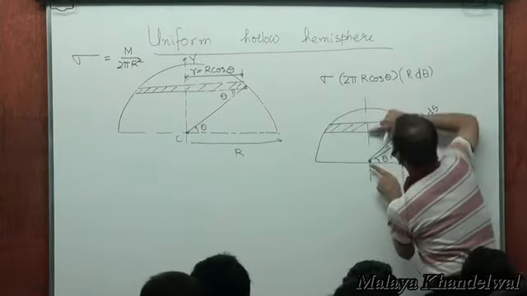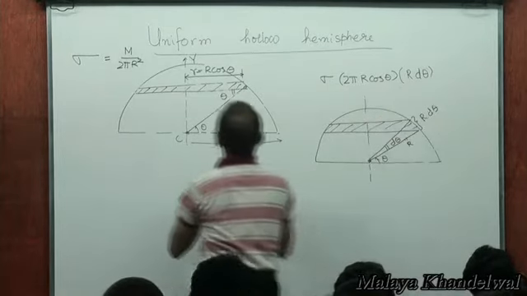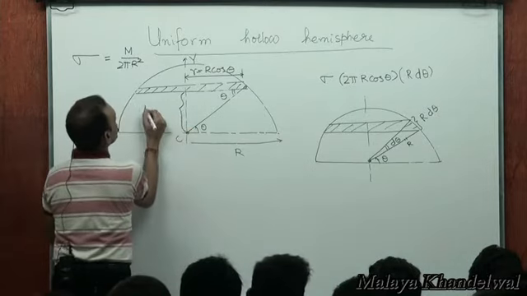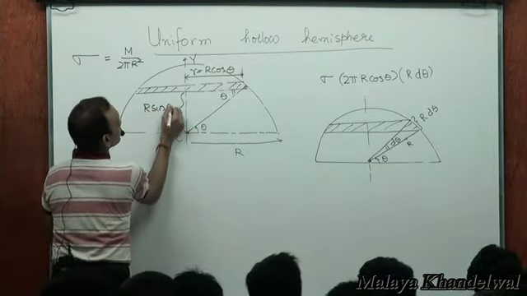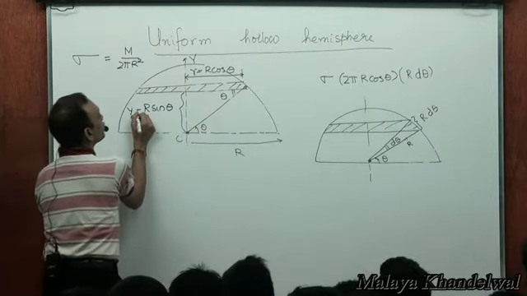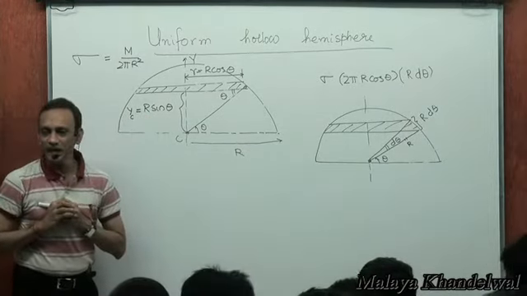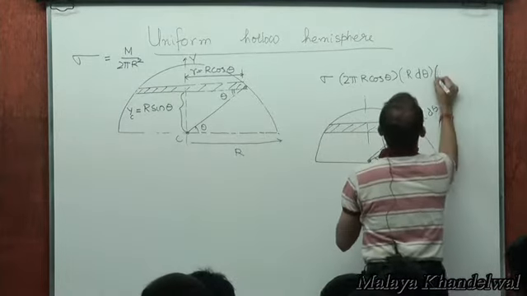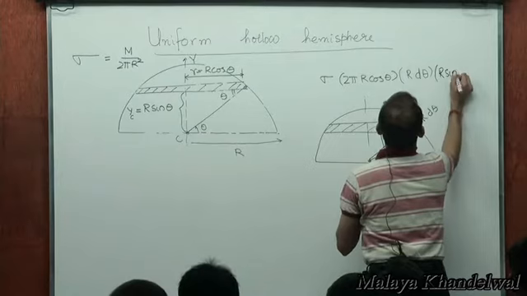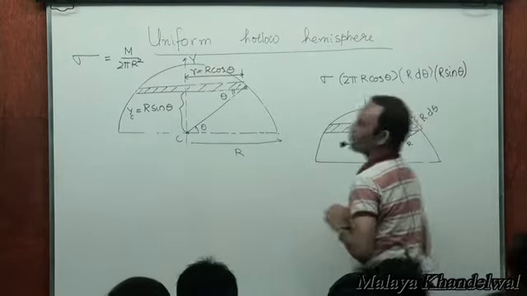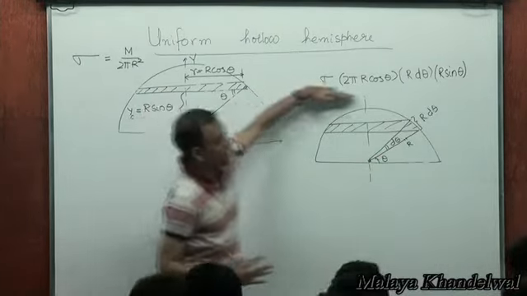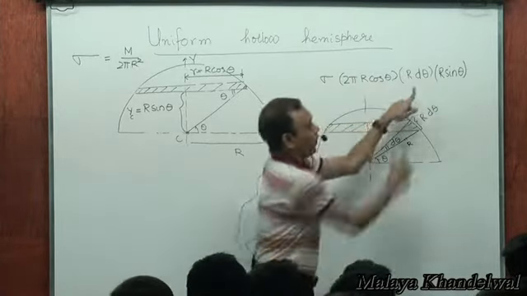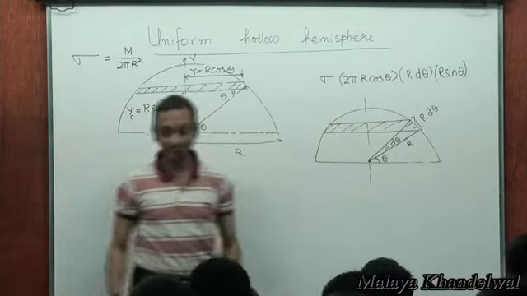Now the y coordinate of the center of mass of the ring: see, if this is theta, realize that the y of the center of mass of this portion is going to be r sine theta. That's the y of the center of mass of the shaded portion, r sine theta, right? So the mass of the shaded portion into r sine theta, the y of the center of mass of the shaded portion, will give me the y into dm for this ring.